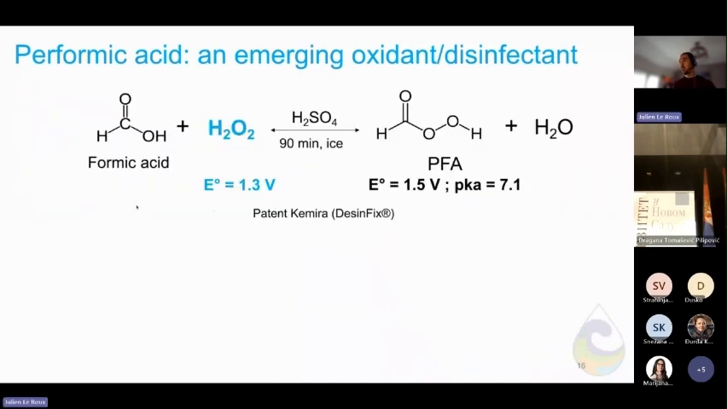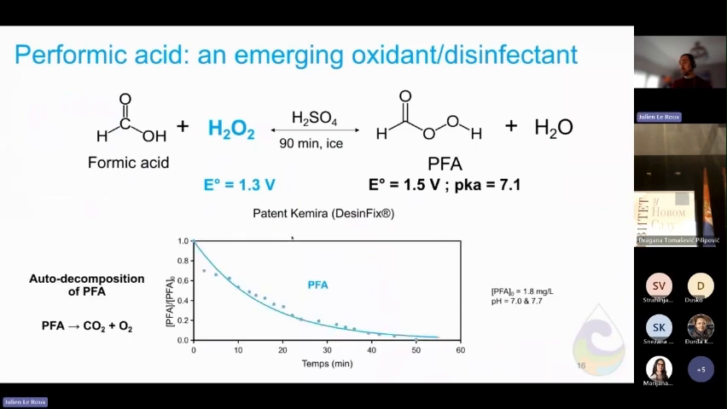It's a new emerging oxidant, and it's mostly used for disinfection because it's efficient for disinfection, and it will be used to reach a good quality of the Seine River for the Olympic Games. And you can form it from formic acid and hydrogen peroxide in acidic conditions, and you get this molecule. It's been patented by a Norwegian company.